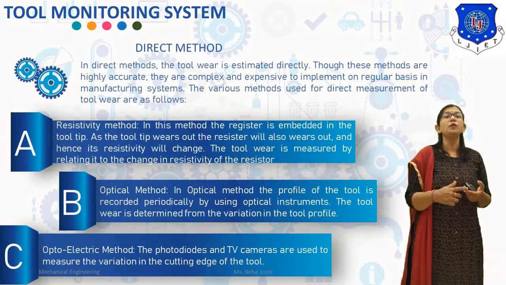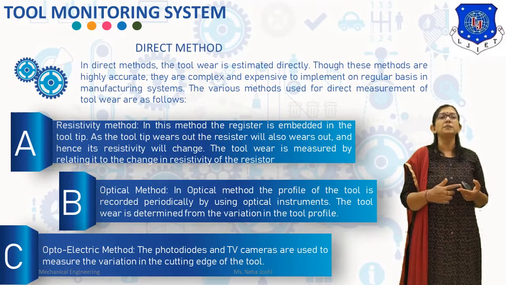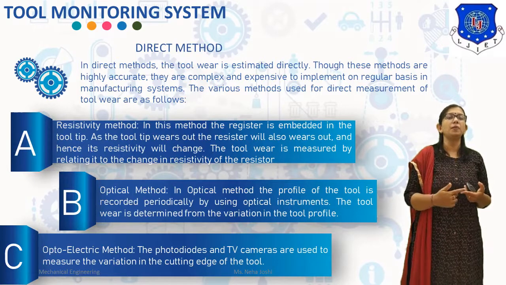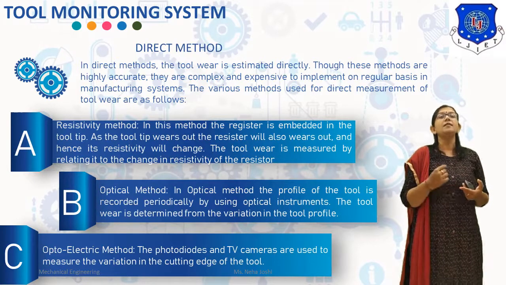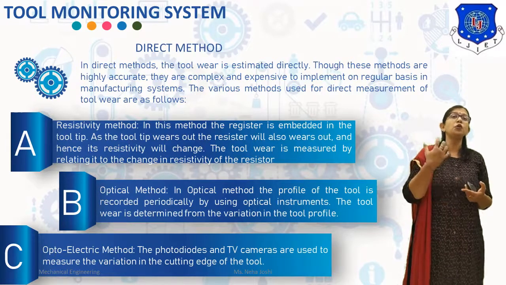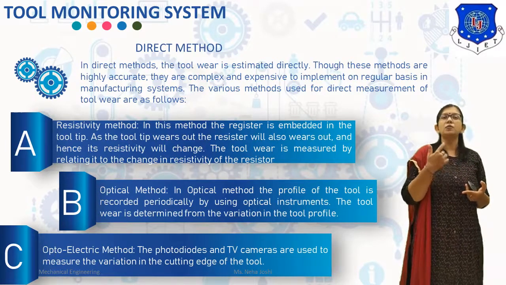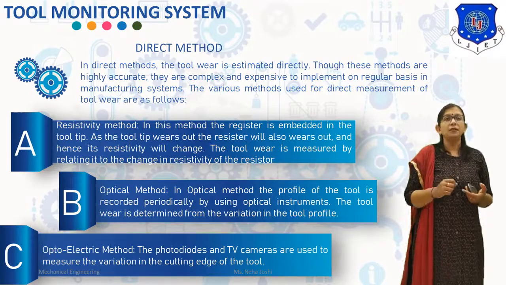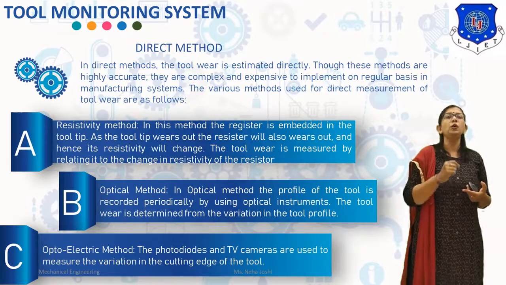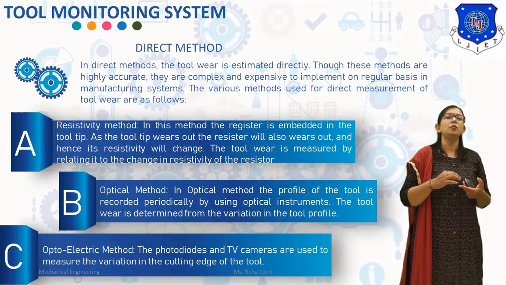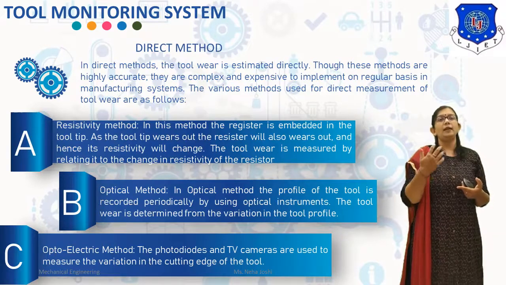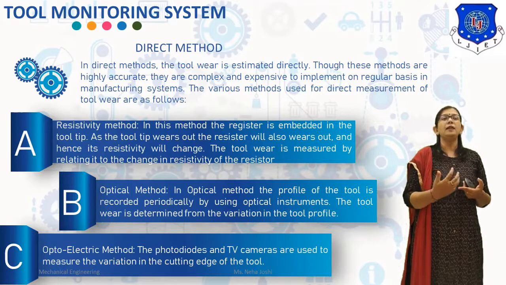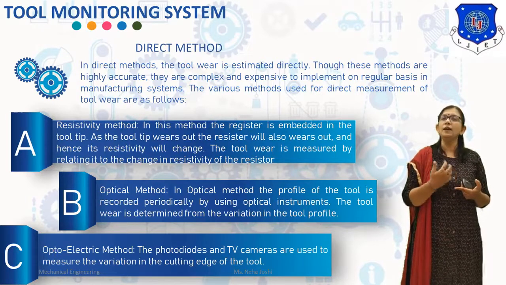Now we will discuss the direct method of the tool monitoring system. In the direct method, the tool wear is estimated directly. These methods are highly accurate, but they are complex and expensive to implement on a regular basis in a manufacturing system. There are various direct methods which are used for tool wear monitoring. We will discuss all the methods one by one. First one is the resistivity method. In this method, a resistor is embedded in the tool tip. As the tool tip wears out, the resistor will also wear out, and hence its resistivity will change. So the tool wear is measured by relating it to the change in the resistivity of the resistor.